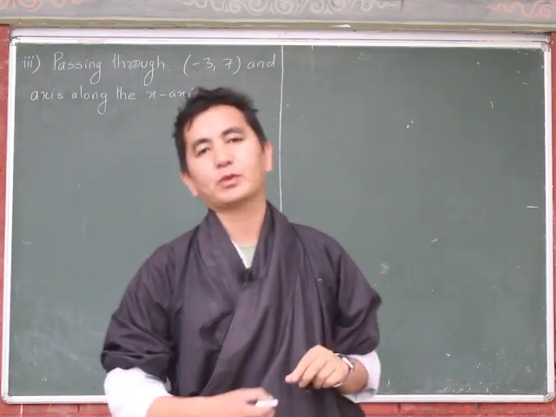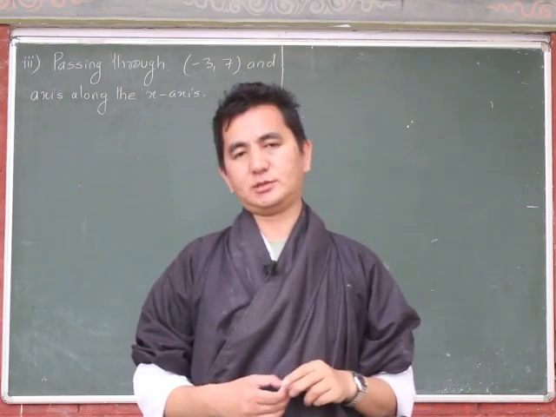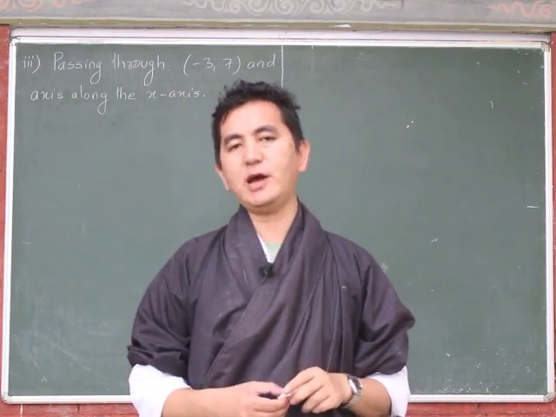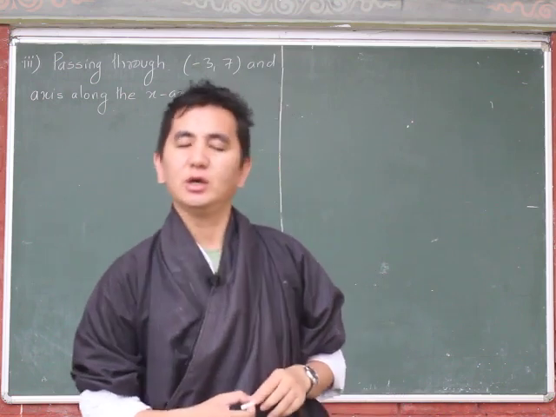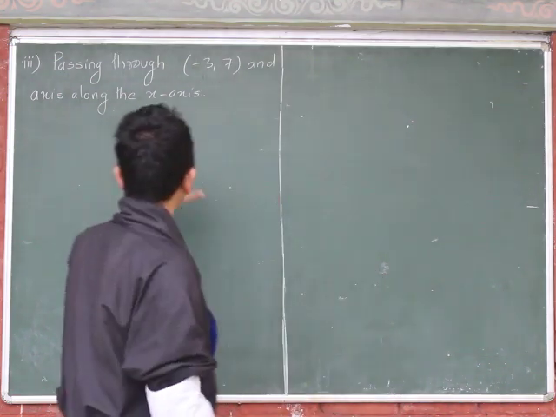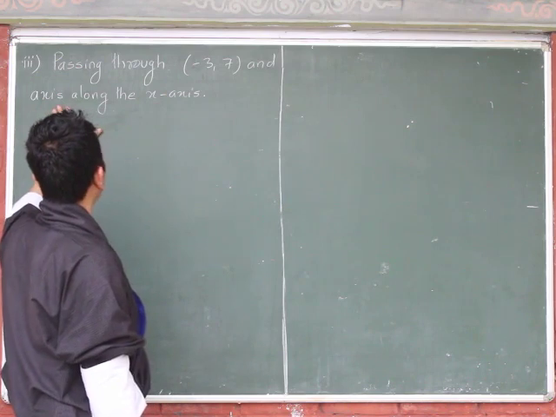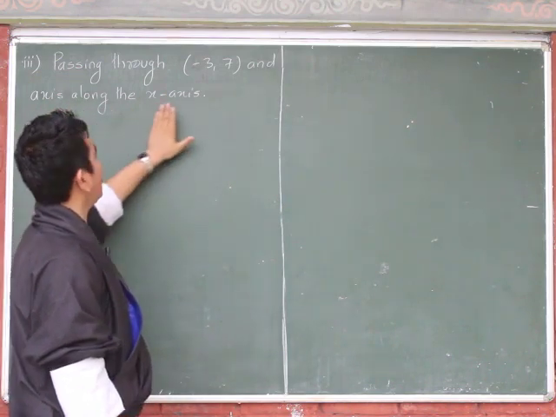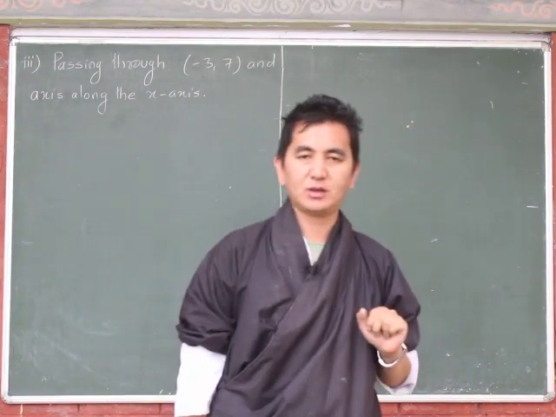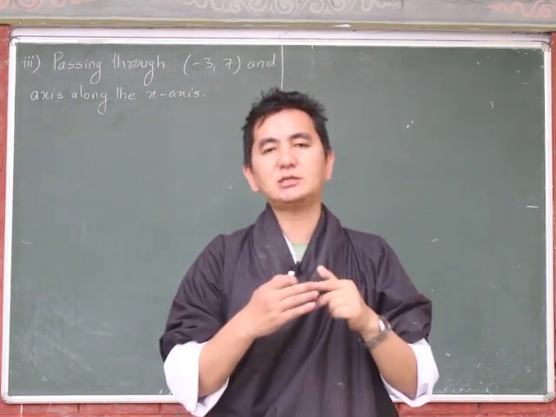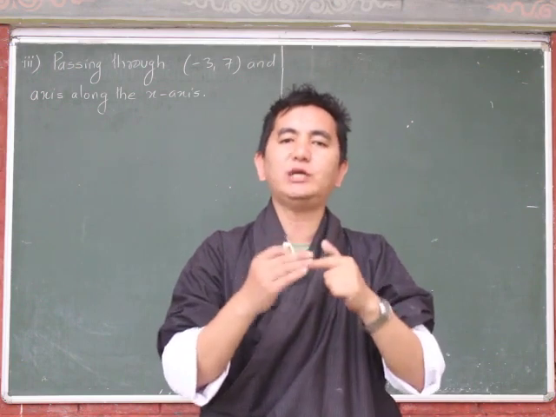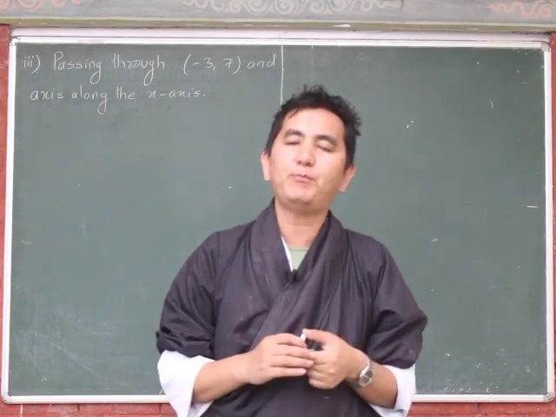So now, what kind of parabola is this? Concave right, left, up or down? We have 4 options. Out of 4, which one is the parabola? Remember, the hint given here is that the axis is along the x-axis. I have given the definition of the axis: the axis is a line which passes through the vertex of the parabola.